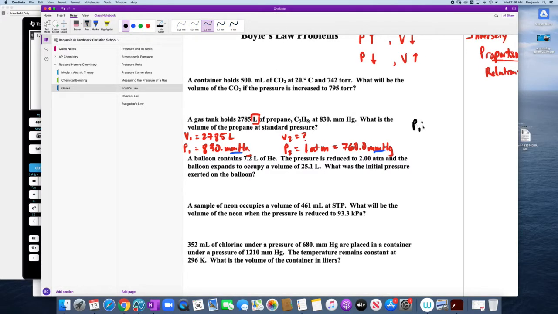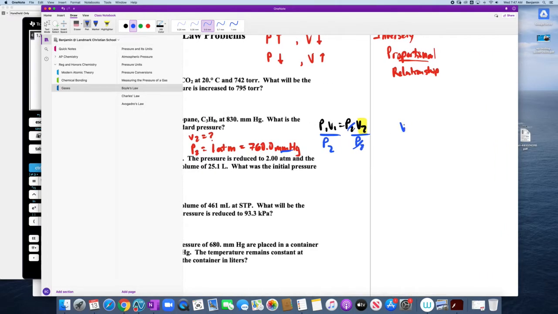P1 V1 equals P2 V2. All right, and I'm going to go ahead and rearrange for the thing we're solving for, V2, right there. We can solve for V2 by dividing both sides by P2. So V2 equals P1 V1 over P2.